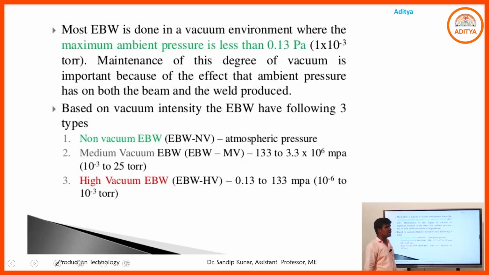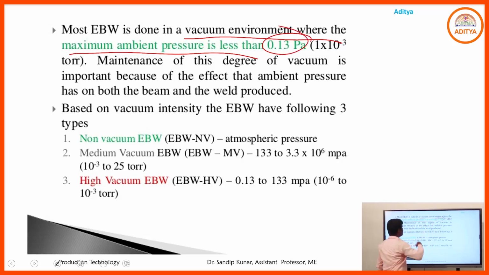Most of the electron beam welding we have done is in a vacuum environment, where the maximum ambient pressure we applied is about 0.13 Pascal. Maintenance of that vacuum chamber is very important, because of the effect that ambient pressure has on both the beam and the oil produced, which helps in the generation of the electron beam.